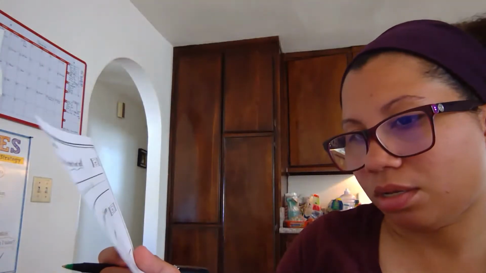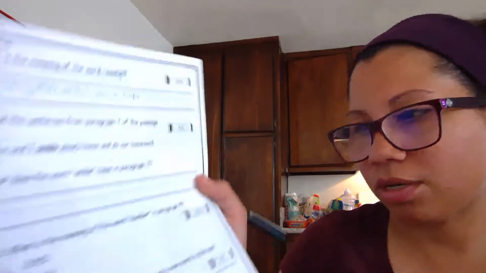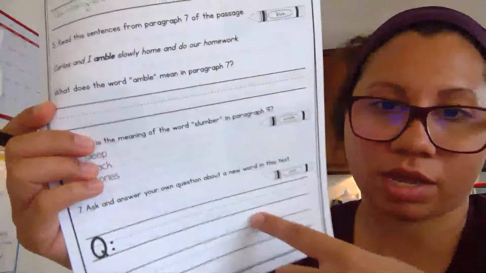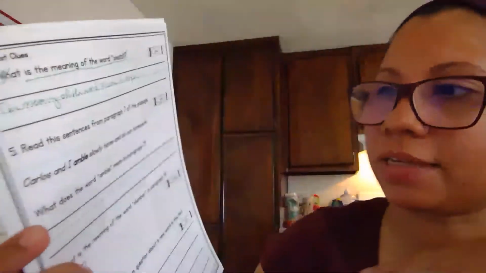Alrighty. We have two more and then I'm done, because this last one is a create-your-own. For those of you that have this packet, you can create your own. So we're doing 5, then 6. Read the sentence from paragraph 7.